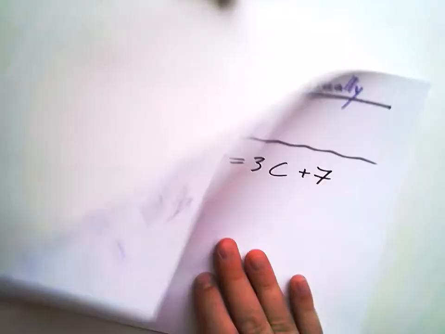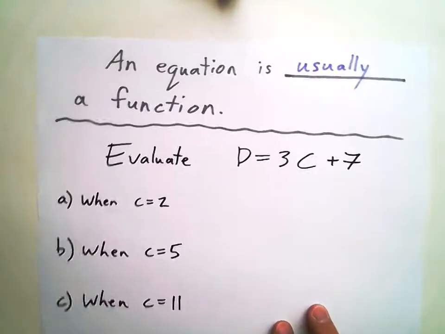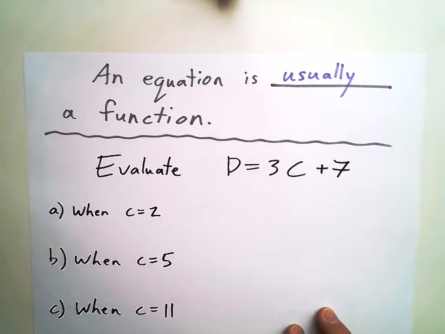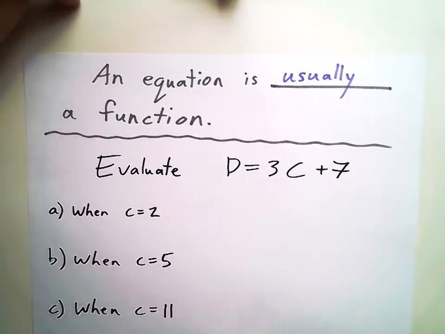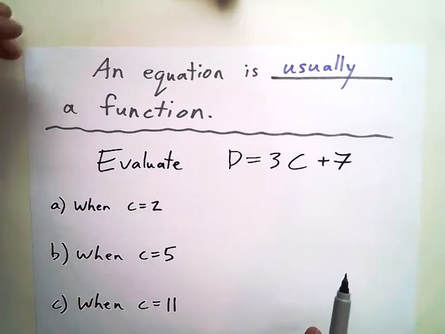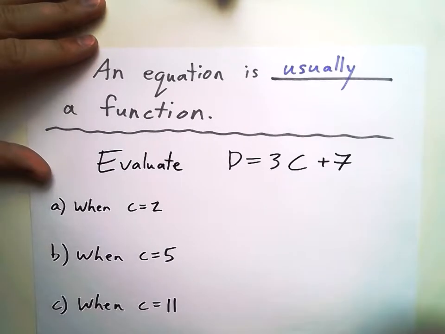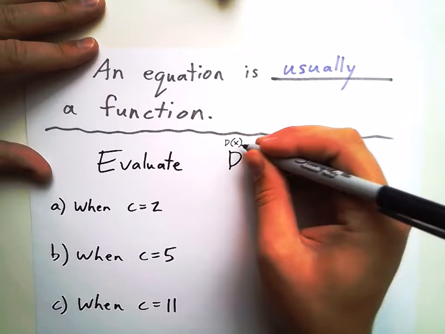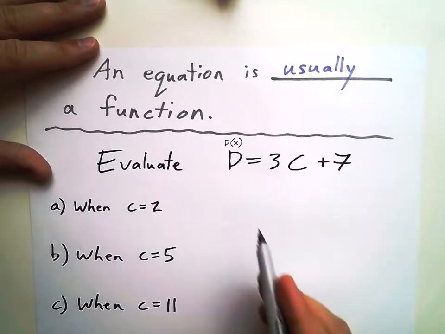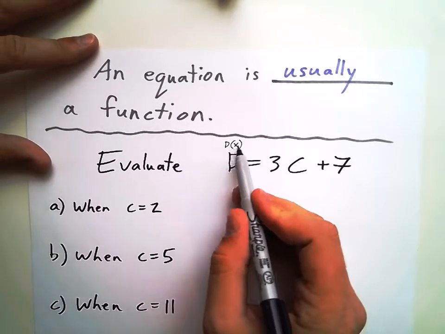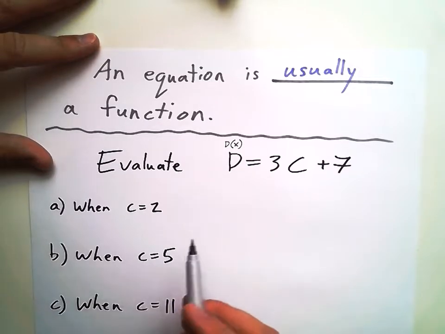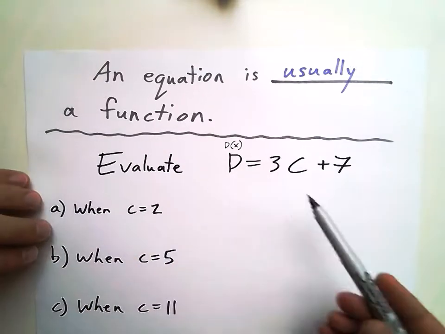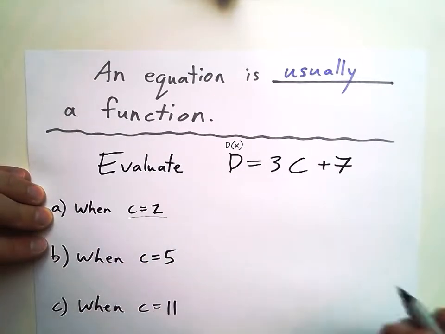Okay. An equation is usually a function. There's some examples that aren't. Usually if it has a plus or minus in it. But let's practice evaluating a function. So sometimes you see a function notation like this, d of x or f of x or y of x, something like this, to indicate that it's a function. But it might just be written as y equals or d equals, whatever. So evaluate just means plug in the input and see what the output is.